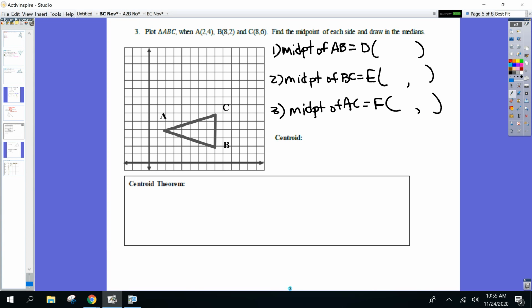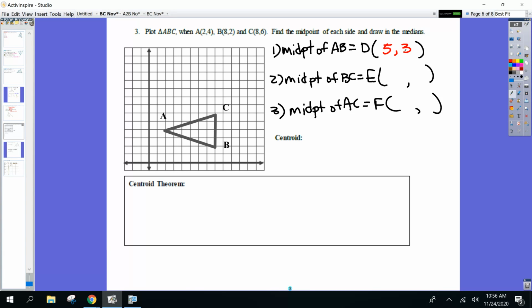-1, 3. Oh boy, absolutely not. Where'd the -1 come from? We don't have the midpoint formula correct. Add your x's, divide by 2. Add your y's, divide by 2. Let's go, guys. Add your x's, divide by 2. Add your y's, divide by 2.